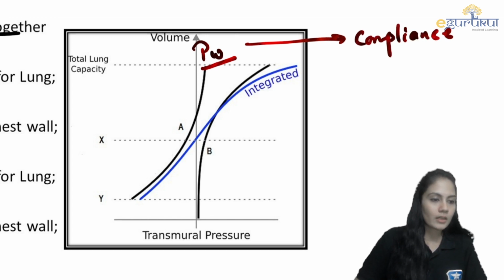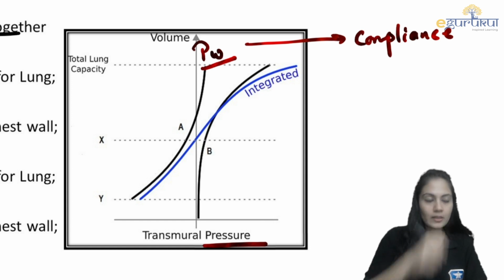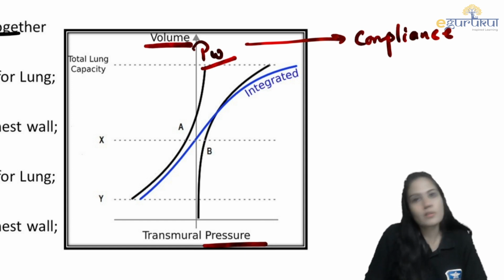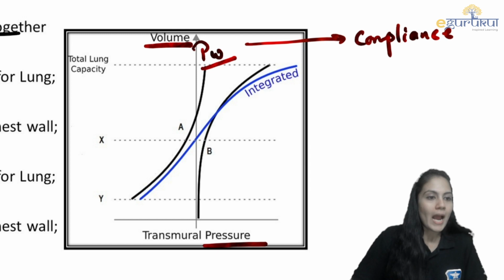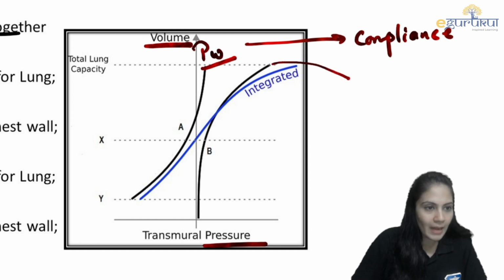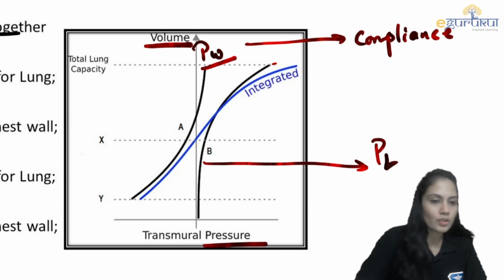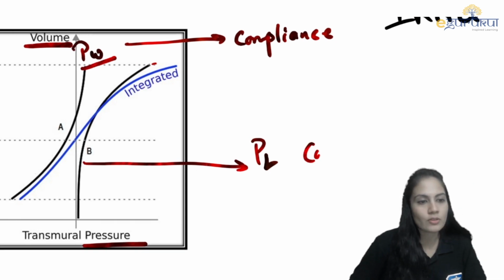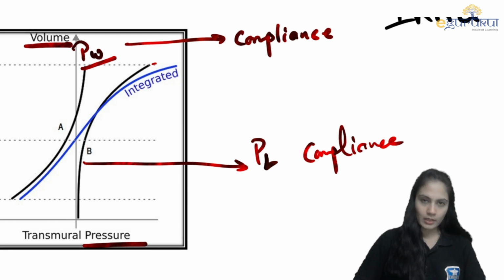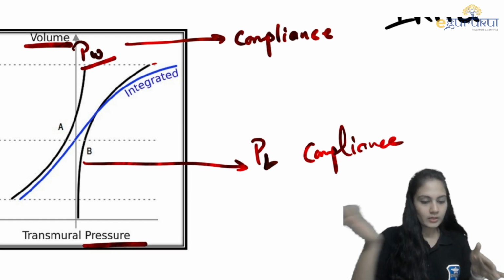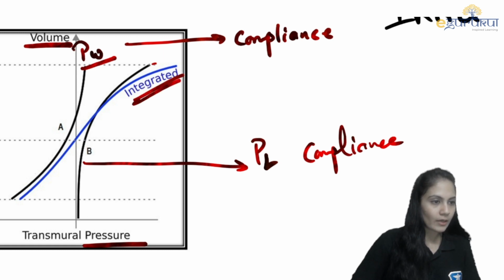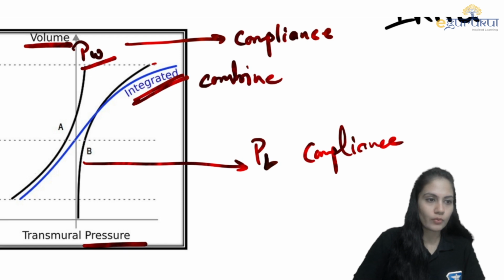This is a typical pressure versus volume graph, right? So this is nothing but the compliance. And the other curve which is given, the B1 over here, is the transmural pressure along the lung, or you can say the compliance of the lung. And the middle one, the integrated one shown over here, is the combined pressure.